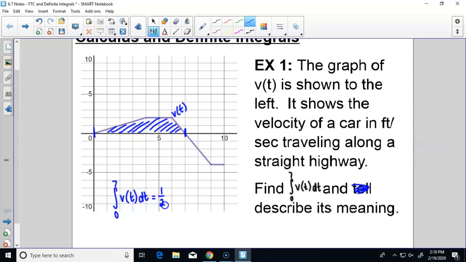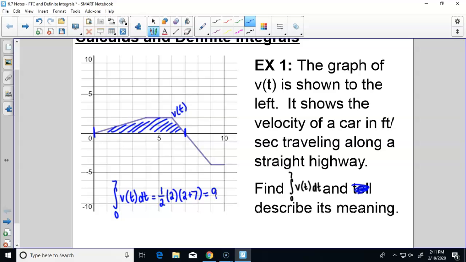So it'd be 1/2. The height of that trapezoid is 2. The top base has a width of 2, and the bottom one is 7. So 1/2 times 2 is just 1, and then 2 plus 7 is 9, so we get 9 for our answer. Now, finding the integral from 0 to 7 of v of t dt is the easy part of this question, I think, because you're just finding that area. The difficult part of this question is describing its meaning.